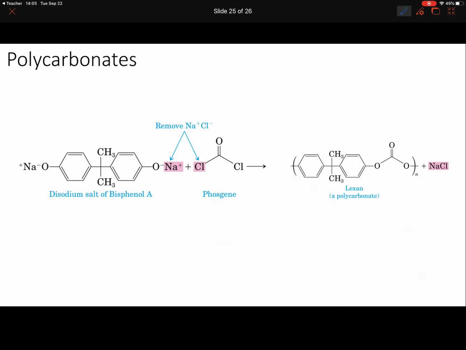Polycarbonates, little lesser known compounds, or at least lesser discussed. We didn't talk about carbonates very much. Carbonates can also be made into these polymers. And Lexan, which is a polycarbonate, is the most familiar one.